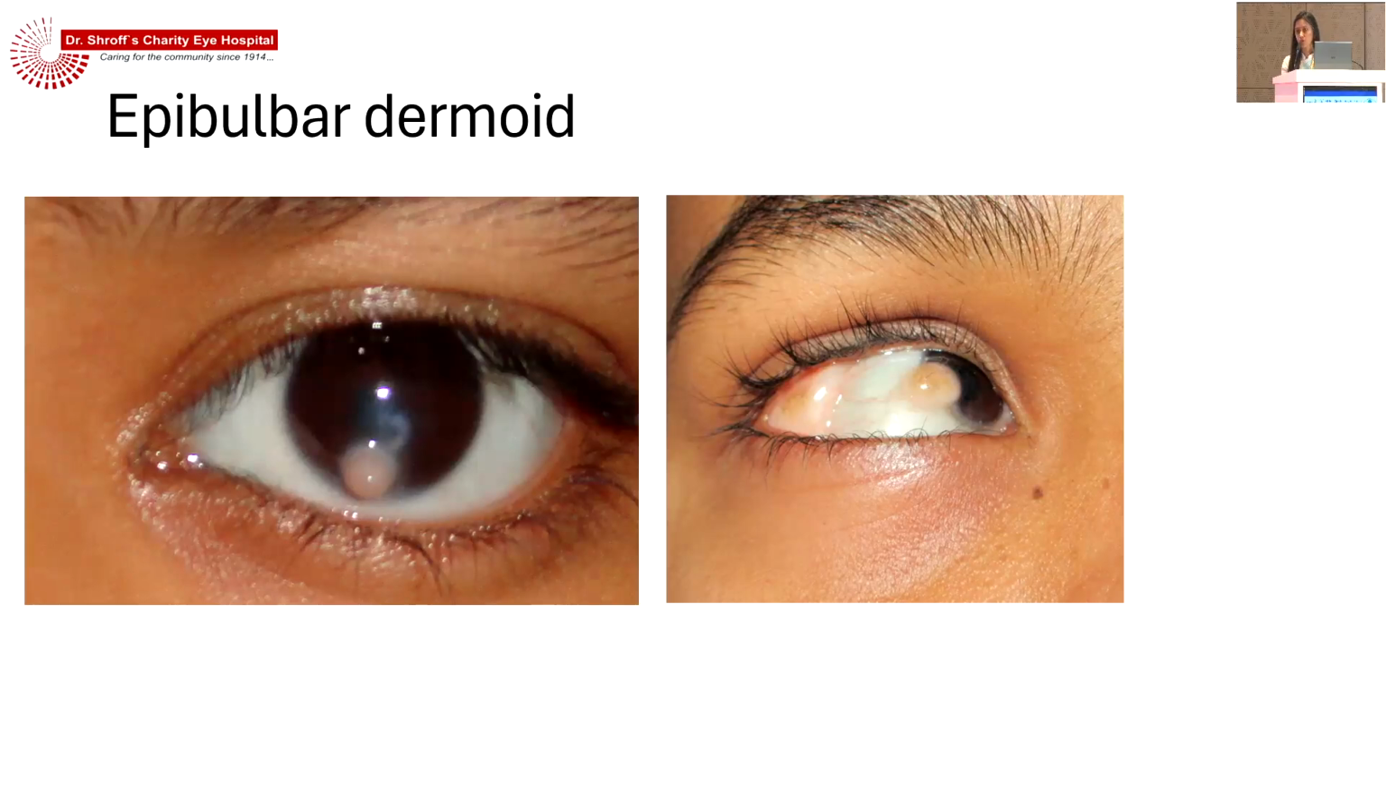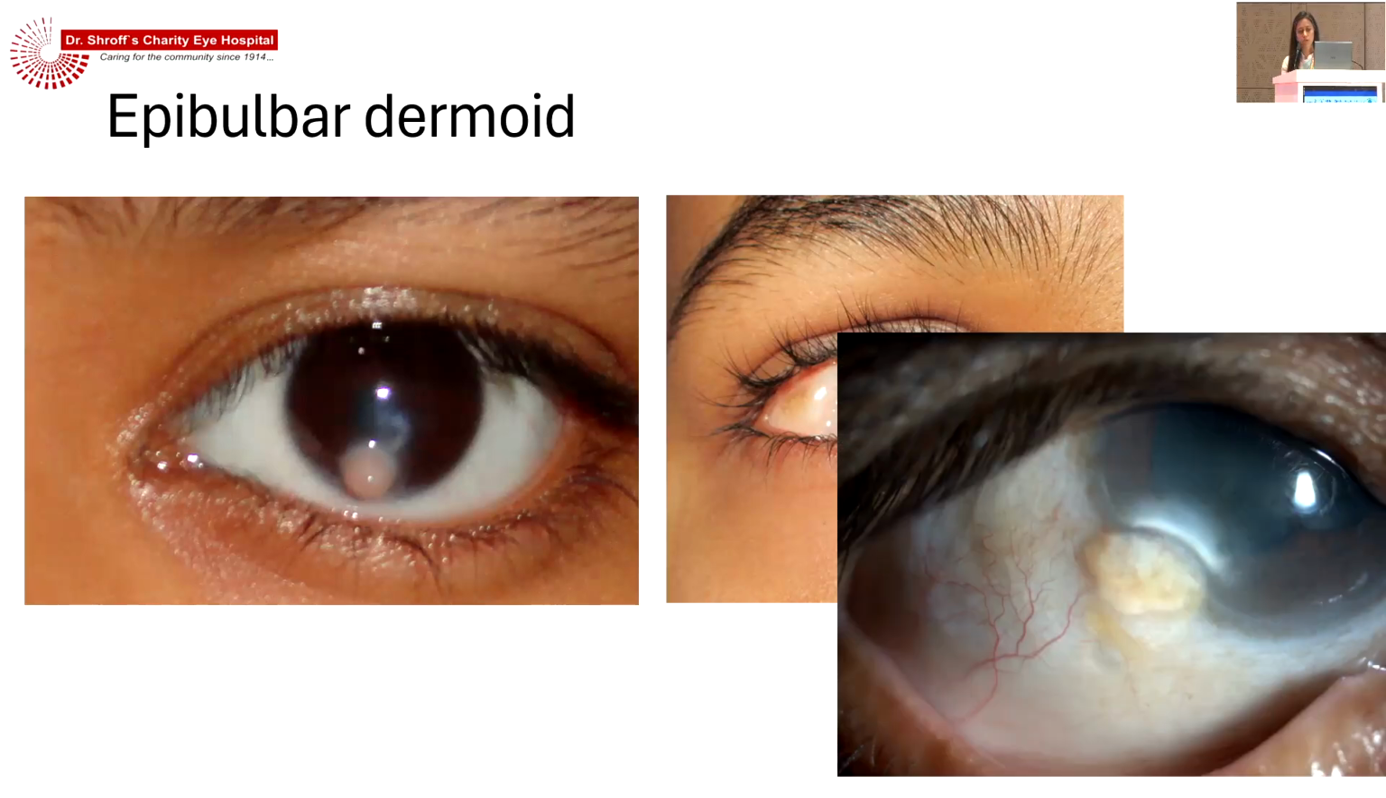The second one is pretty obvious. It looks like a limbal dermoid. What about the first one? It's not really into the limbus. It seems to be into the cornea. So both of them are again dermoid. Some of them can be totally into the cornea, also not really into the limbus. The second one is the more typical one.